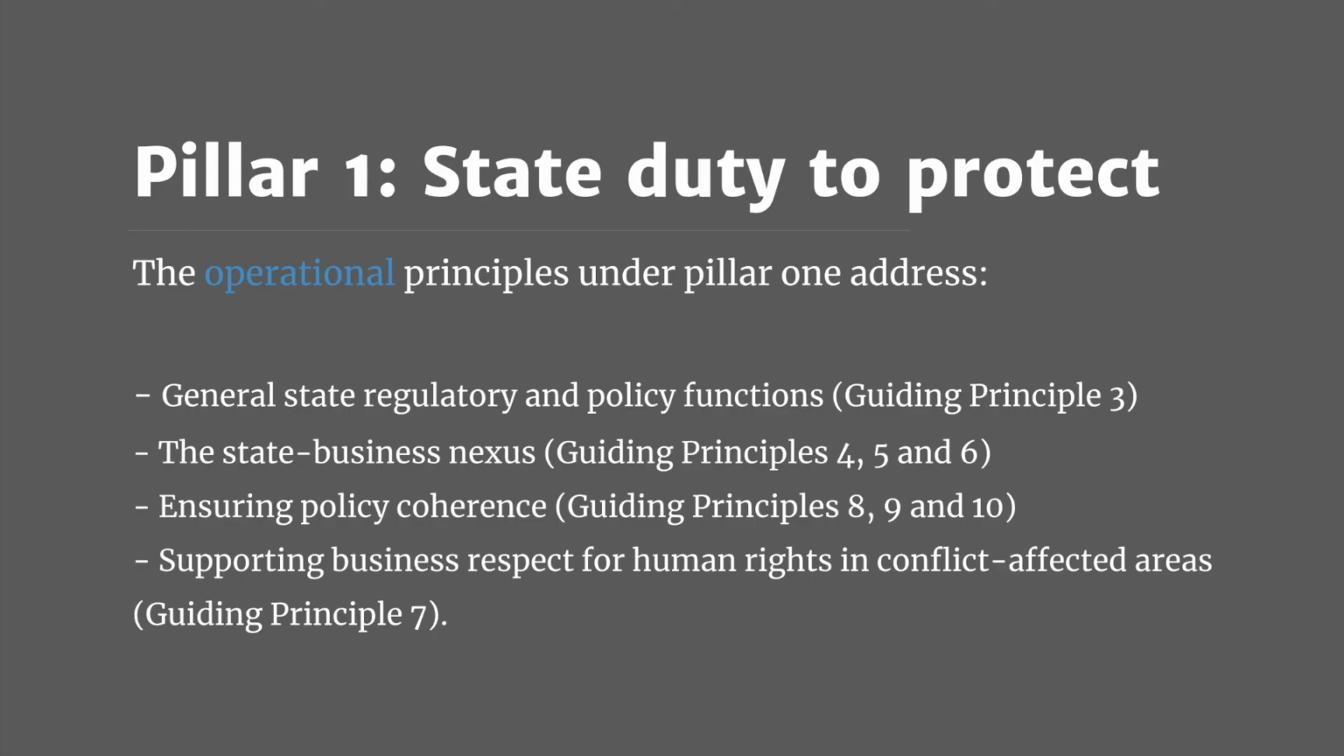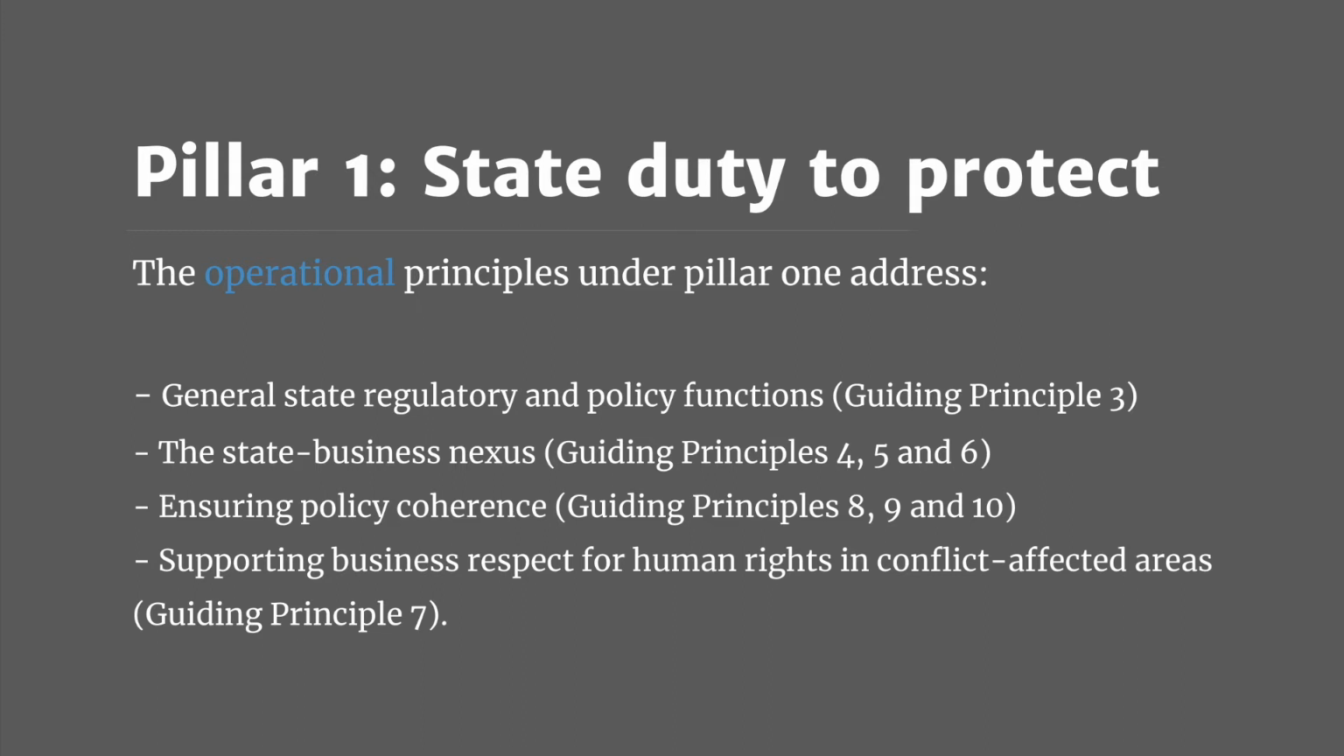As well as the foundational principles, there are also operational principles under Pillar 1. Guiding Principle number 3 says that states are required to take appropriate steps to prevent, investigate, punish and redress business-related human rights abuses through effective legislation, policies and guidance. Guiding Principles numbers 4, 5 and 6 say that states should take additional steps to protect against human rights abuses by business enterprises that are owned or controlled by the state or which receive substantial support from state agencies. If they don't, this may even amount to a violation of the state's international human rights obligations.